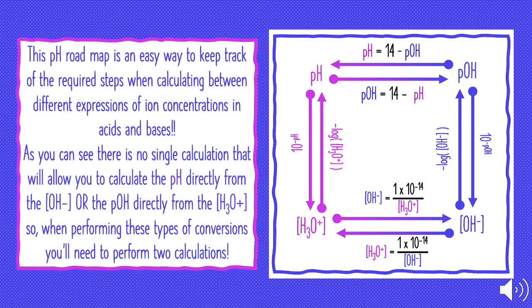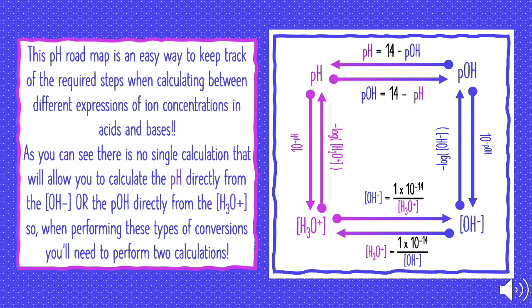Great, so now that we can convert between pH and pOH and hydronium ion concentration and hydroxide ion concentration, let's talk about a little bit more complicated calculations that we can do using our pH roadmap. So this pH roadmap is an easier way to keep track of all the required steps when we're calculating between different expressions of ion concentrations in acids and bases.